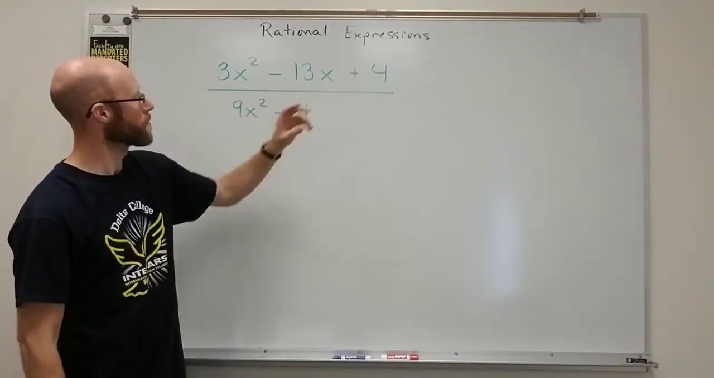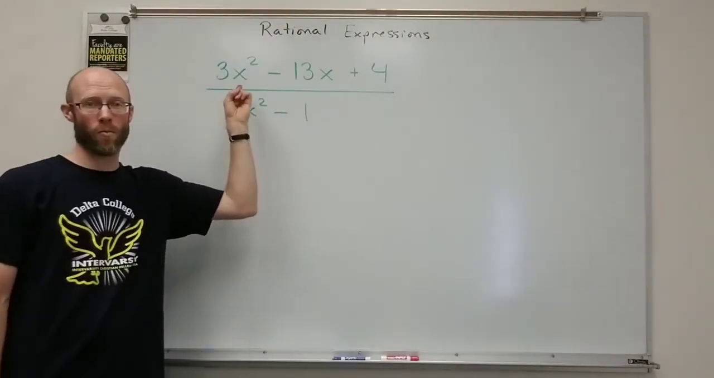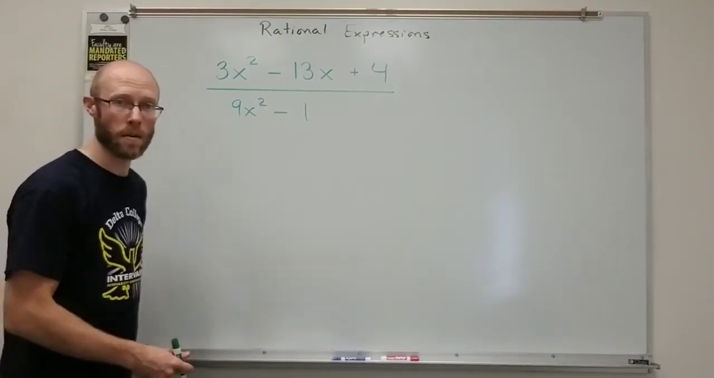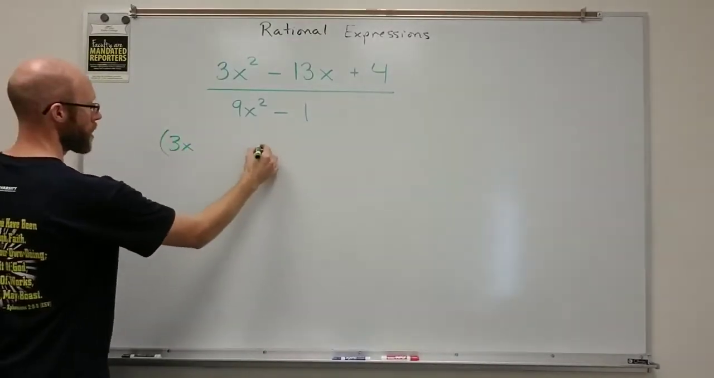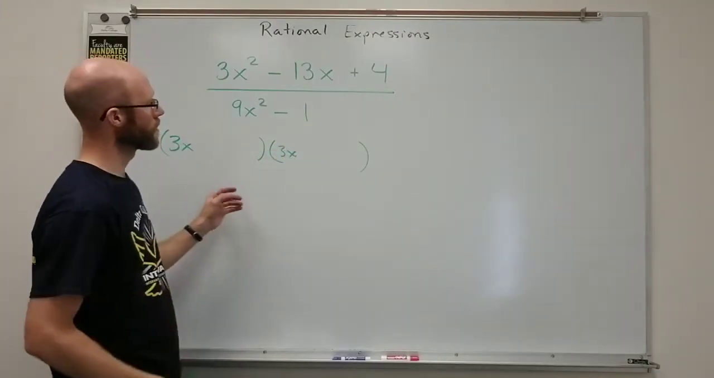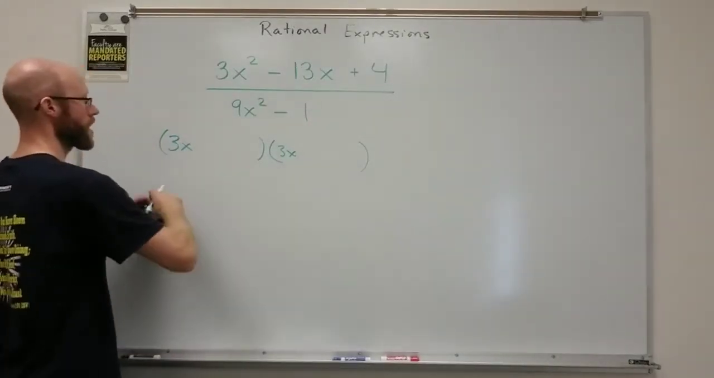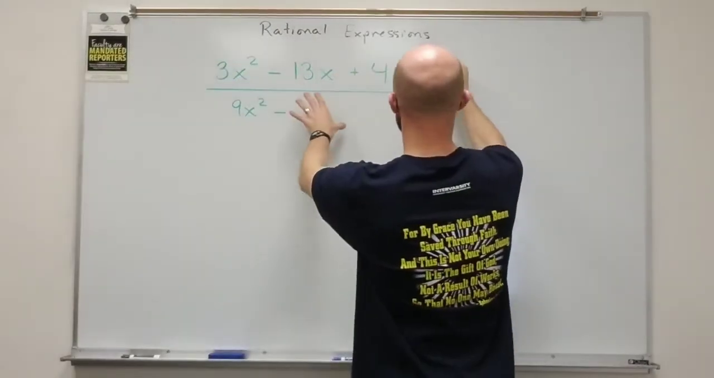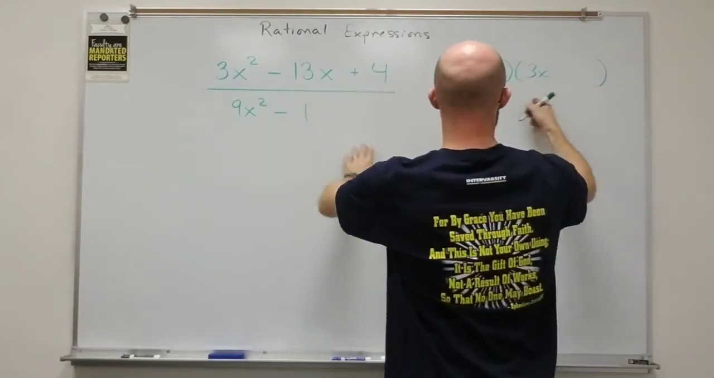So on top, I have a trinomial whose lead coefficient is not 1. So I have to use the AC or modified AC method. I'll go through the modified AC method first. So remember, with the modified AC, I'm going to take this off to the side, and I'll work this downward. So to do this factoring, you're going to get 3x in the first term and in the first term on the second one.